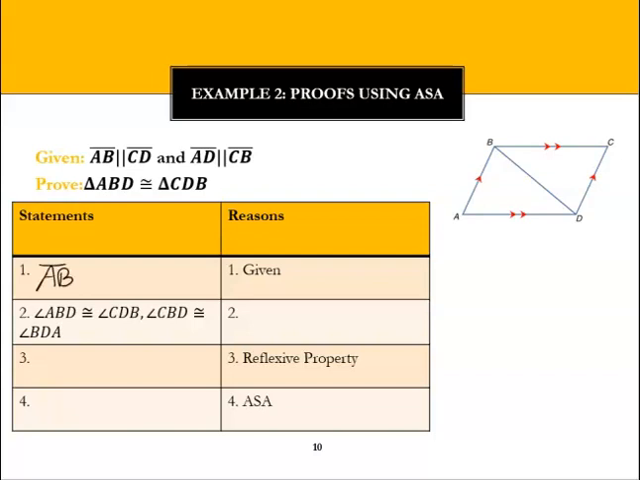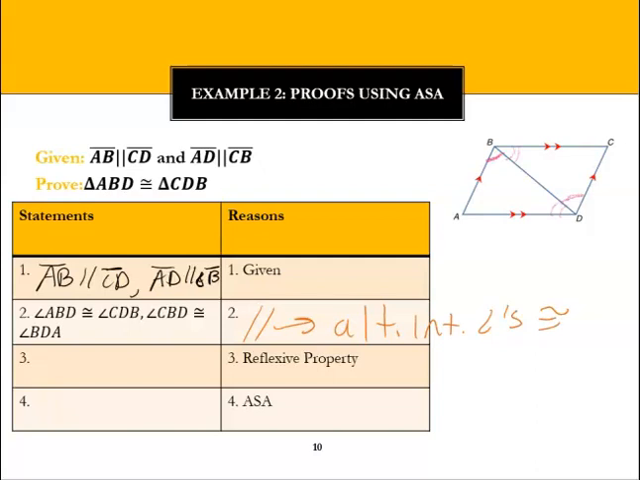The first part, though, I can write down because it's kind of standard, right? The given AB is parallel to CD, and AD is parallel to CB. Okay. So the next statement is that ABD is congruent to CDB, and CBD is congruent to BDA. All right, so go ahead and choose from the list that's going to appear on your screen the reason for that. All right. The reason for that would be if parallel lines, then alternate interior angles congruent.